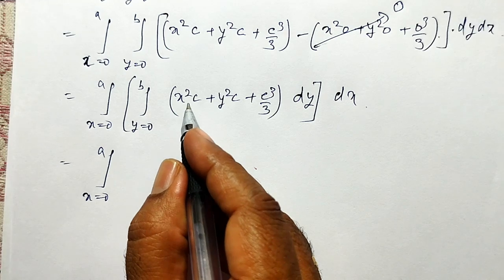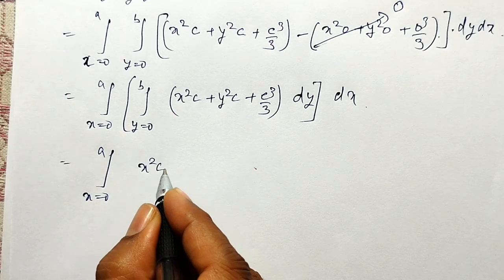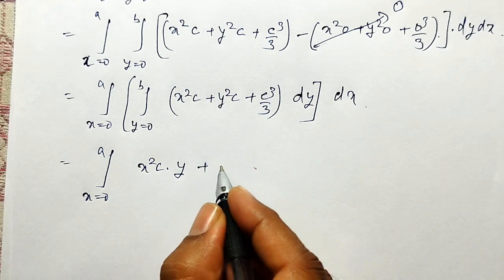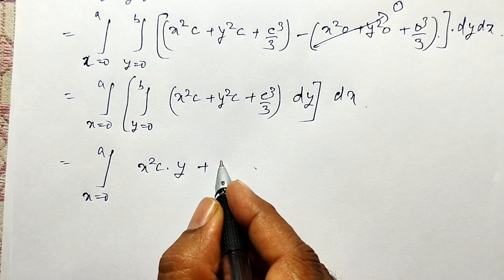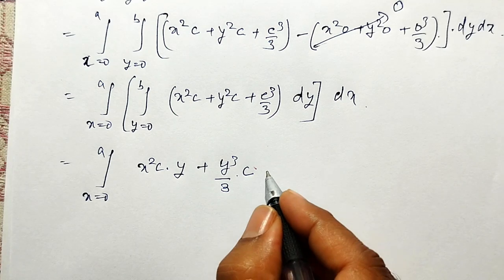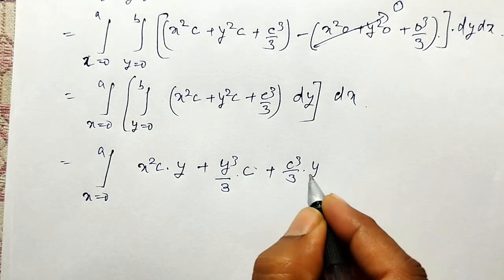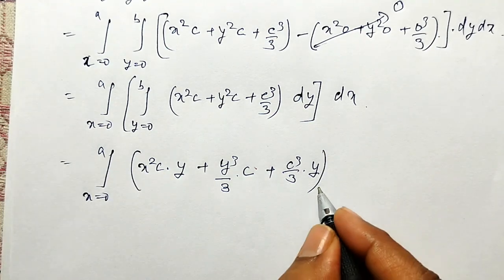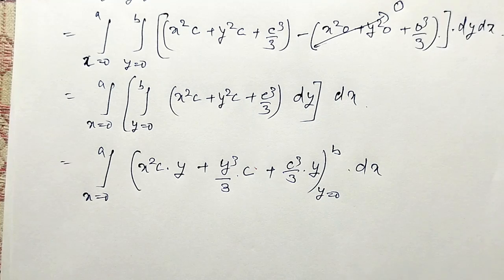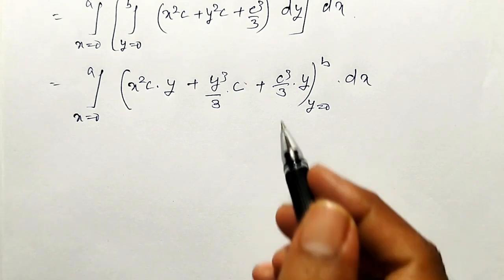Now here x square c acts as a constant because we are integrating with respect to y. Therefore x square c into y, because the integration of 1 is y, plus y square integration is y cube divided by 3 into c carried as it is, plus c cube divided by 3, which is constant, into y. This is between the limits y equal to 0 to y equal to b, dx as it is. Now I will put the upper limit minus lower limit for y only.